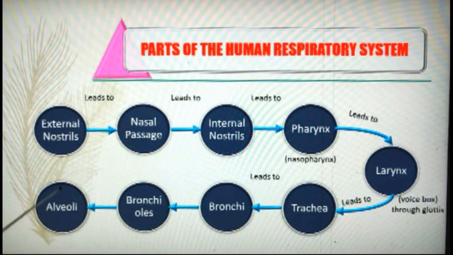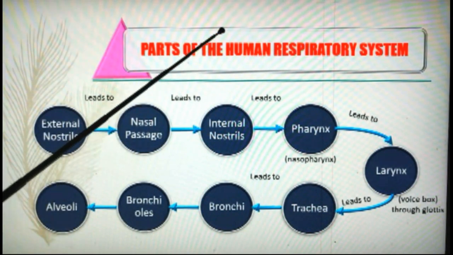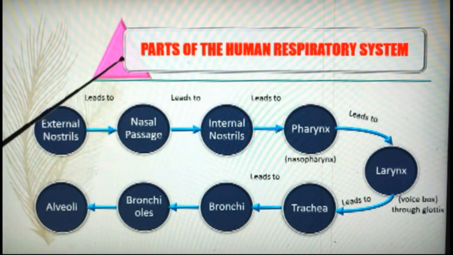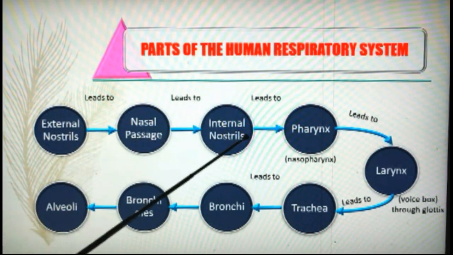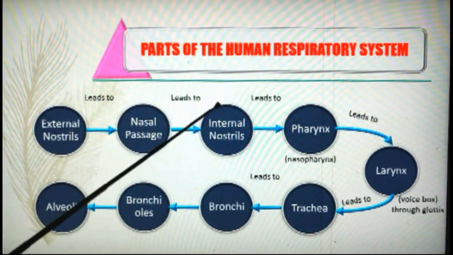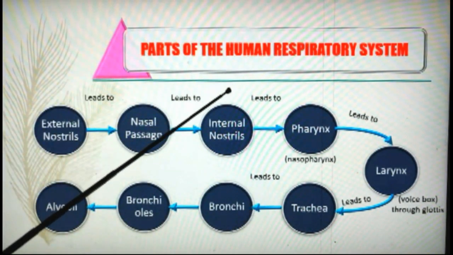Please note down this schematic representation. It will be very helpful for you while you draw the diagram of the human respiratory system. It's a very important diagram for the examination. So kindly learn to draw the diagram. As you have enough time now, please don't waste the time. Kindly learn to draw the diagram of the human respiratory system and learn to label the parts also.